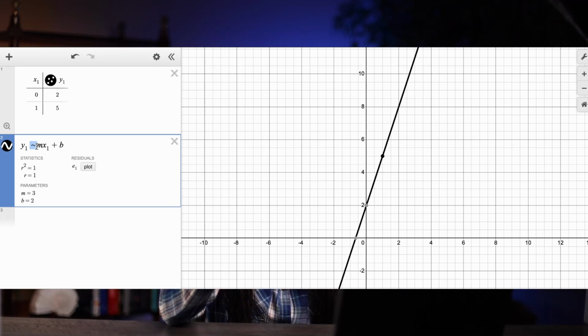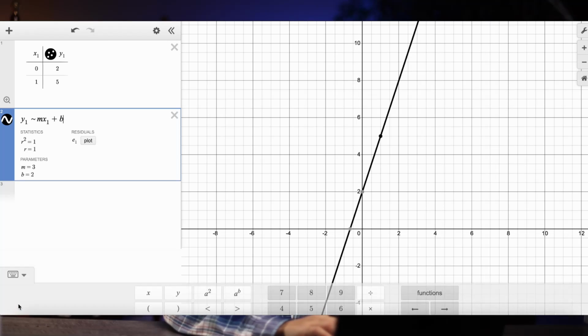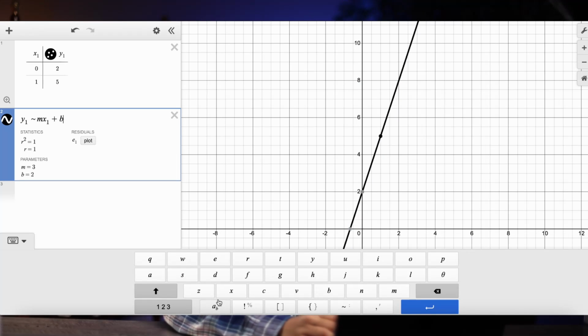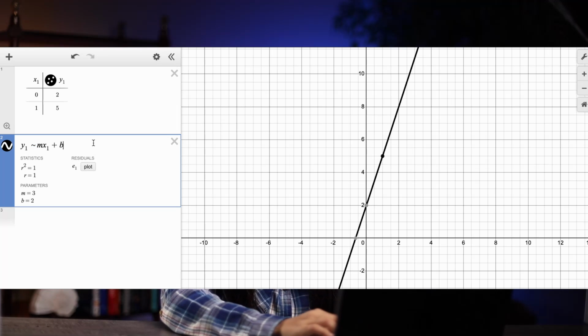Now, to get that little squiggly line notation, you can look for it to the right of the number 1 on your keyboard, or on Desmos, you can click the keyboard on the bottom left and then click ABC on the bottom left again, and then you're going to see that little squiggly line on the bottom row.